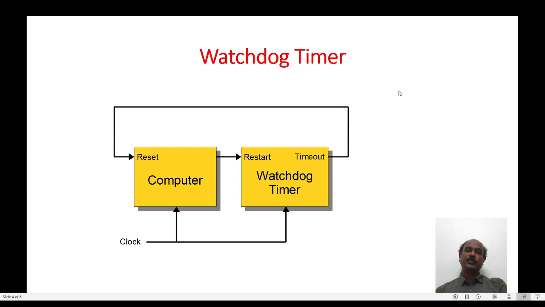Then one more circuit which is used in embedded systems is the Watchdog Timer. This Watchdog Timer is mainly used for safety purposes. As you can see in the block diagram, there is an embedded system, or here we have shown a computer, and there will be a Watchdog Timer. The same clock input is given to the computer as well as to the Watchdog Timer. The Watchdog Timer internally has a counter, which may be an up counter or a down counter. Let us assume that it is an up counter.